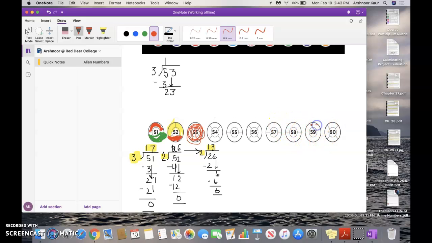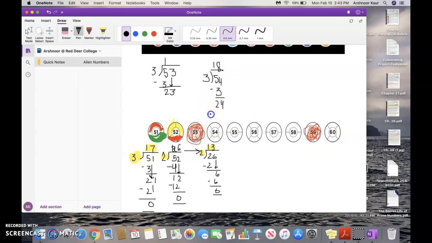Moving on, if I look at 59, 59 is also going to be shaded red because it's a prime number. How do I know? Well, it has no factors. There are no rings or parts that divide up the ring. So now moving on to 54. Let's try to divide 54 by 3. 3 times 1 is 3, and I'm going to subtract that. So I am left with 24.